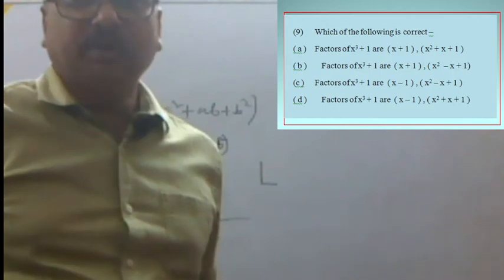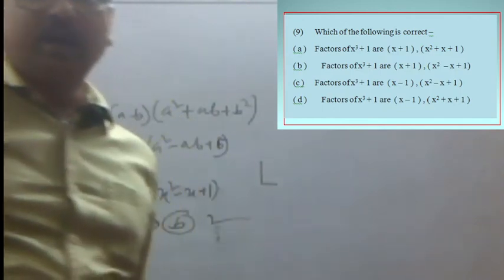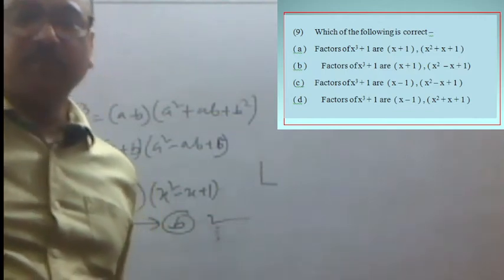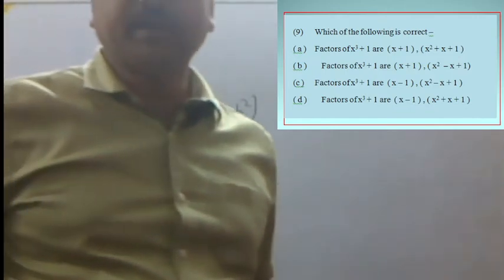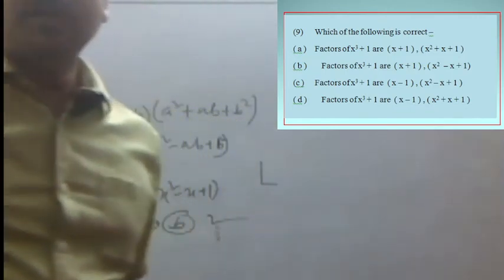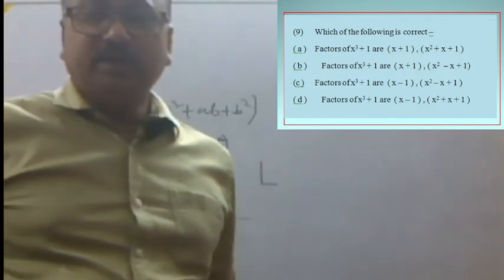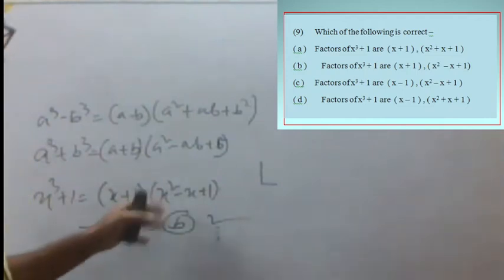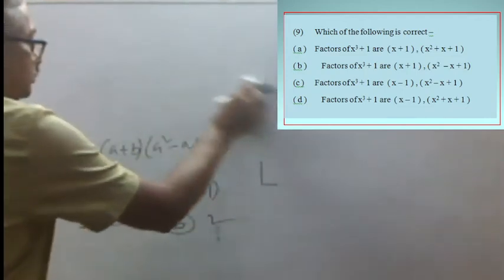Option C is also not correct. Here it is given x cube plus 1, one factor is x minus 1, another x square minus x plus 1. This is not correct. And the fourth option also has x minus 1, so it is not correct. So option B is the only correct option.